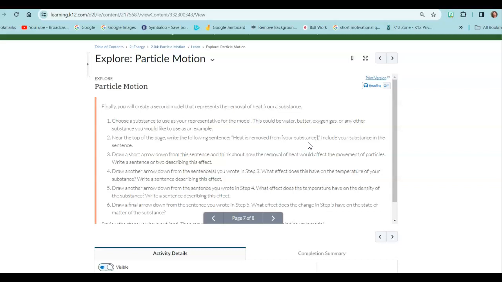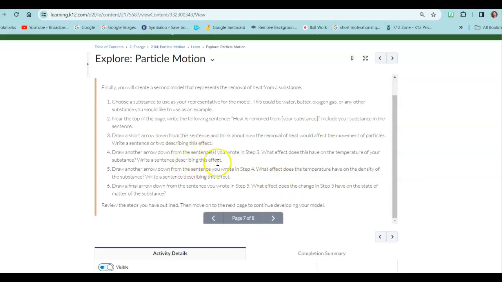So then you draw a short arrow down from this sentence and think about how the removal of heat would affect the movement of particles. So you write a sentence or two describing that. Then we're going to draw another arrow and explain what effect the temperature has on your substance. What is it? How did it affect it? Did it melt? What did it do? Draw another arrow from there. What effect does the temperature have on the density of the substance?